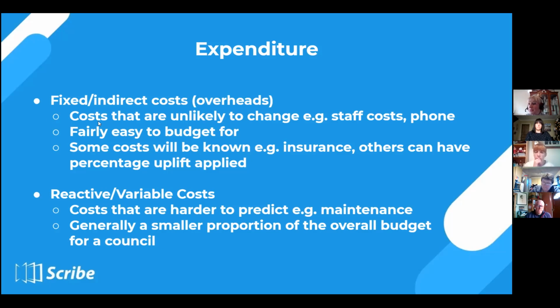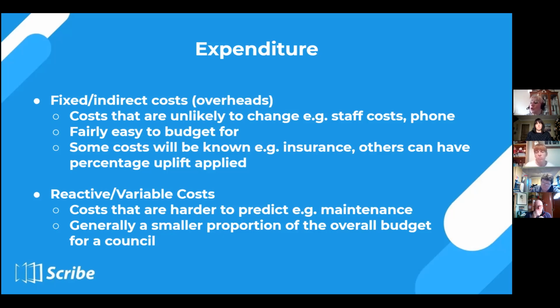Other costs may require a percentage uplift to be applied. You will then also have to think about your reactive and variable costs, which are harder to predict, such as maintenance. This is where you'll need to make some assumptions, such as how old is the item that you're budgeting for, what maintenance it may require going forward, and these items generally do form a smaller proportion of the overall budget for a council, but need looking at quite carefully.